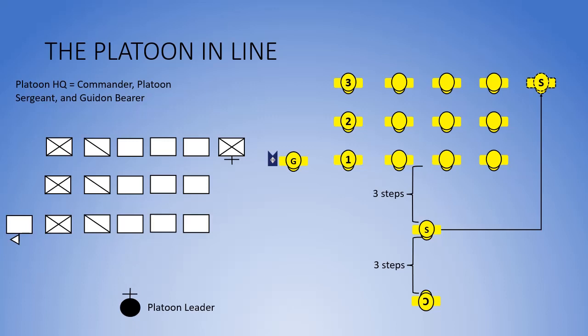The guidon bearer remains next to the first squad leader, even in column formation, unless the formation is going to march. At that point, the guide moves to in front of the base squad, which we will cover in a moment.